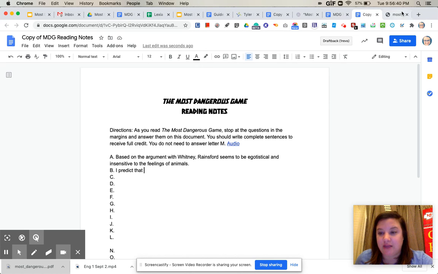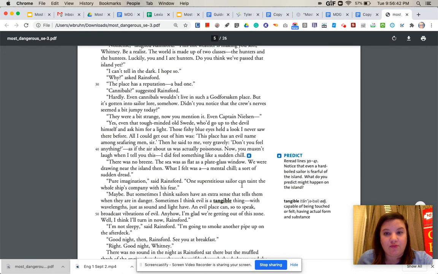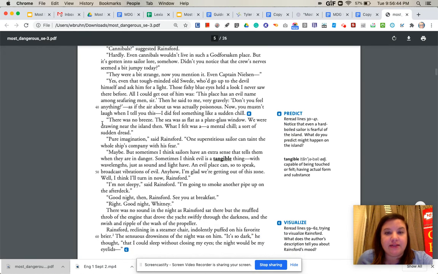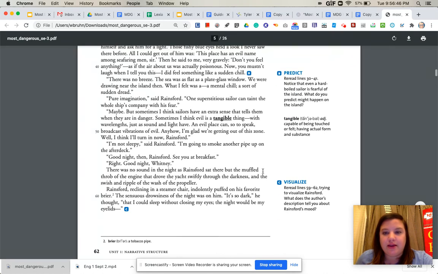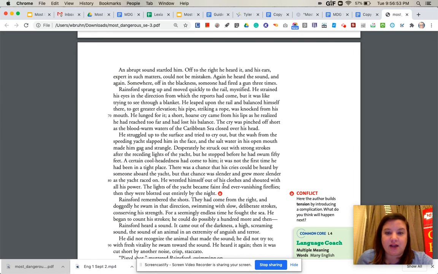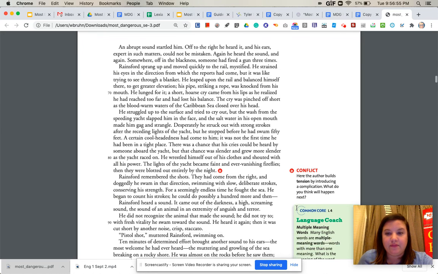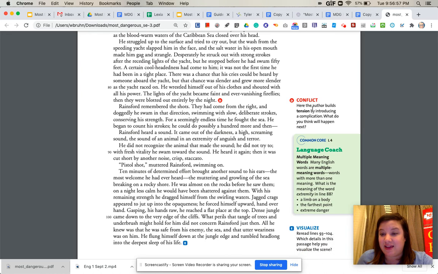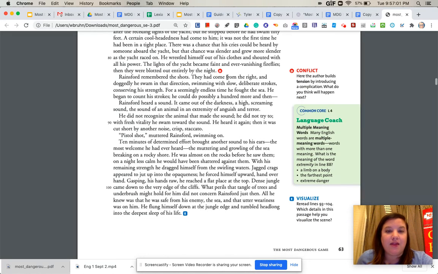All right, so that is where I am going to leave off with you. You are going to continue to read this page, stop at the bottom and answer letter C. Continue on the next page, stop here, answer letter D, which again is a prediction. What do you think will happen next? And then read to the end of the page and answer letter E.